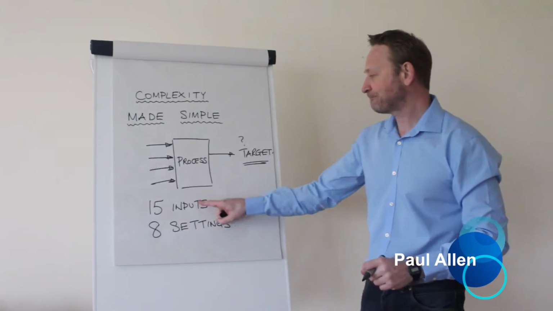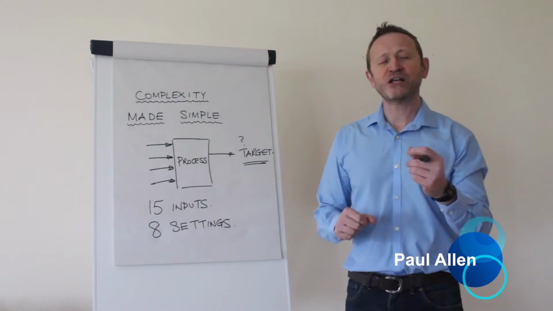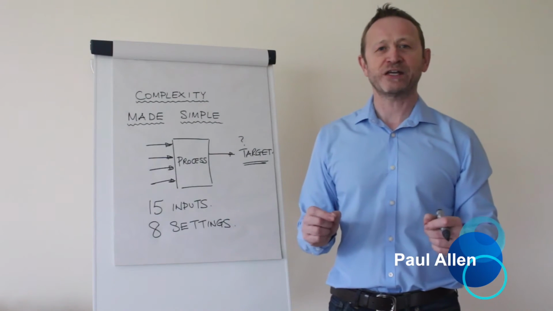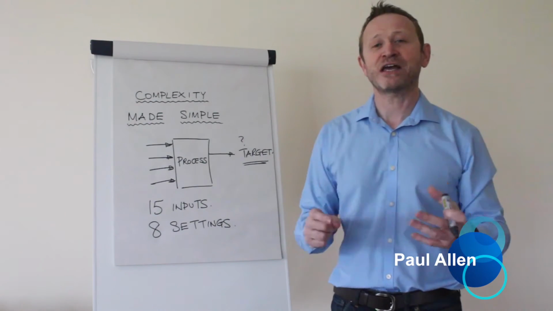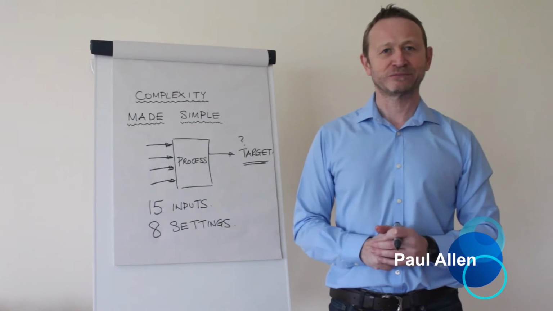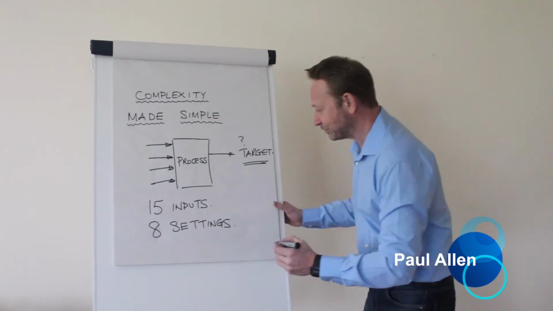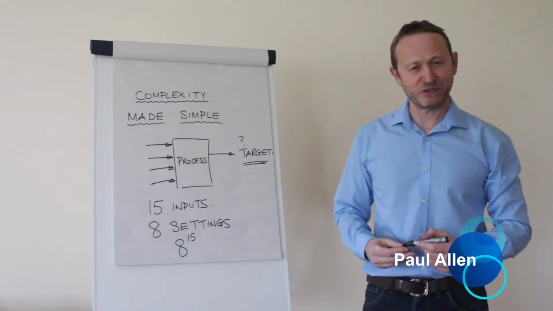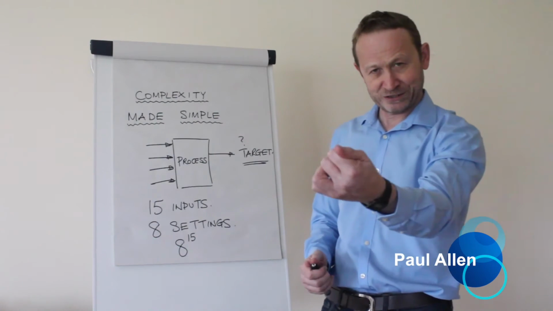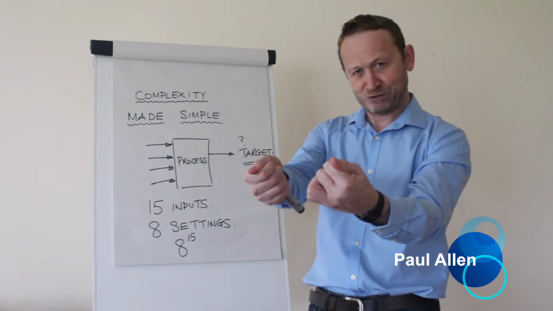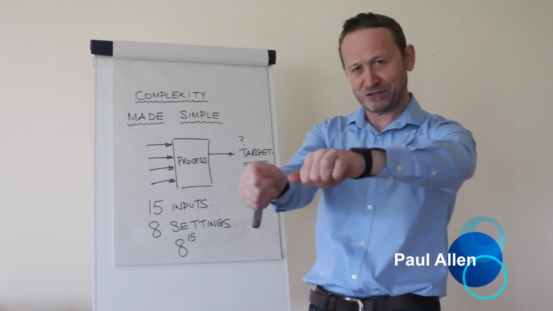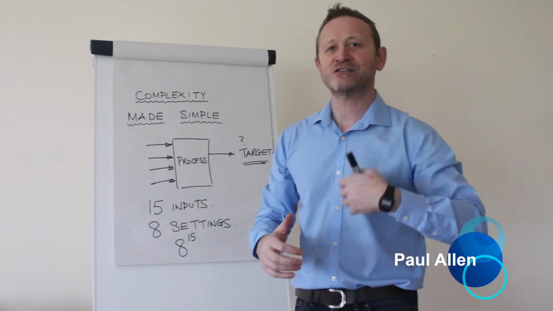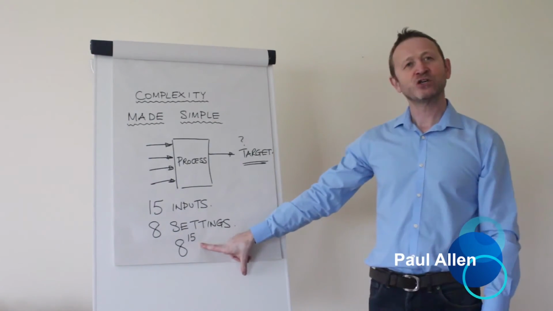The question is this: when your technical guys, when your engineers, when your technicians come to this process, how many different ways have they got of setting this machine up? Well, it looks like this. It's 8 to the power 15, because obviously the first variable, you can set it in 8 places. The second variable sets to 8 places. 8 times 8 is 64, just for those two dials. 8 times 8 times 8 times 8 times 8. You get this number.